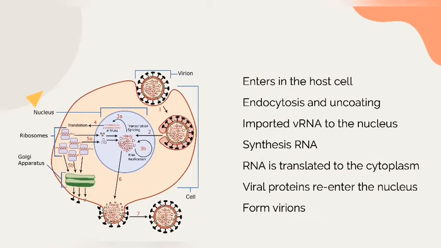The life cycle of IAV is like other viruses. First step, the IAV enters the host cell by binding to surface receptors possessing sialic acid moiety. Then viruses are internalized by endocytosis and uncoating of the virus occurs. The vRNA is released in the cytoplasm and imported to the nucleus, where synthesis of the RNA takes place. After that, the viral mRNA is translated in the cytoplasm and cellular ribosomes synthesize nucleoprotein.